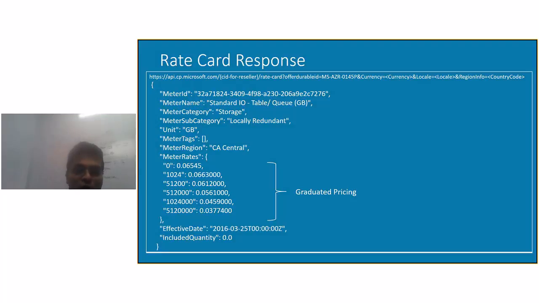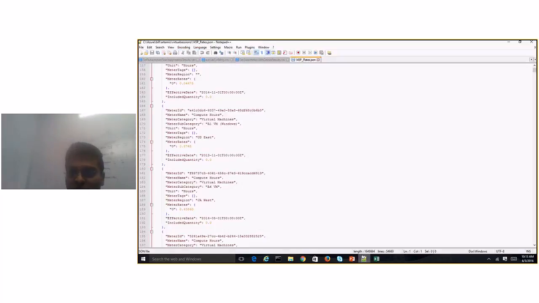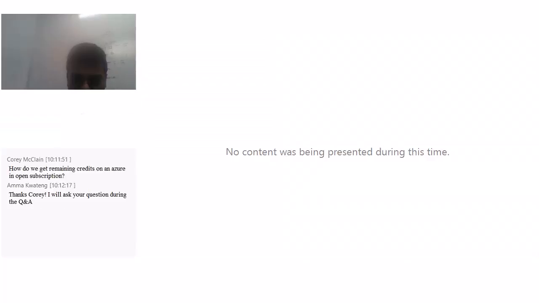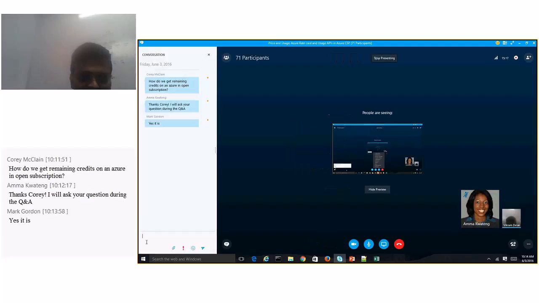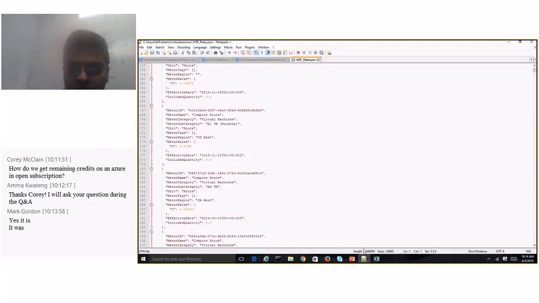I can show you the output I have for a CSP subscription, and I'm going to just share that. Your screen is not refreshing. My screen is not refreshing? You're sharing your screen. Is it refreshing? Yes, it is. Okay. So is it refreshing now or not yet? Ashish is not seeing it. That's okay. I have a Notepad++ window open. Can you guys see the rate card output? Yes, we can see the notepad.